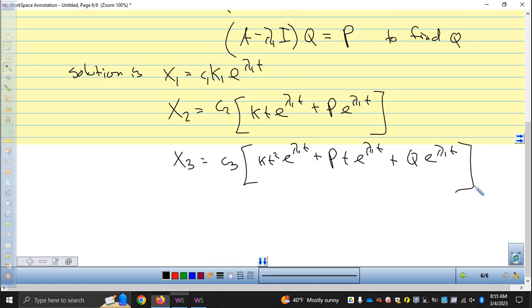Before you have k, t, q. Right, and then you'd have another term there. At that point, you just put whatever letter you want. But generally, the highest order system that we will solve is third order.